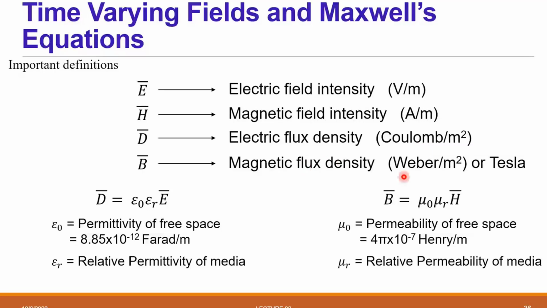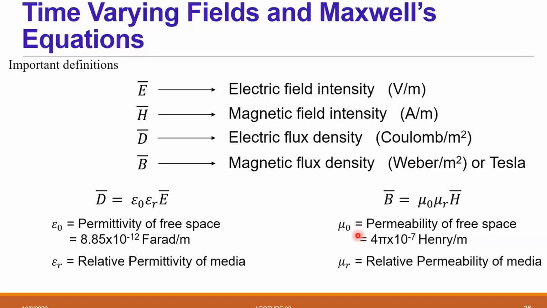Also some important equations: D bar, the electric flux density, is equal to epsilon E bar, where epsilon is epsilon naught into epsilon R, and E bar is the electric field intensity. Epsilon naught is the permittivity of free space and it is equal to 8.85 into 10 raised to minus 12 farad per meter. Epsilon R is the relative permittivity of the media. B bar, the magnetic flux density, is given by mu into H bar, where mu is the permeability of space or permeability of the media.